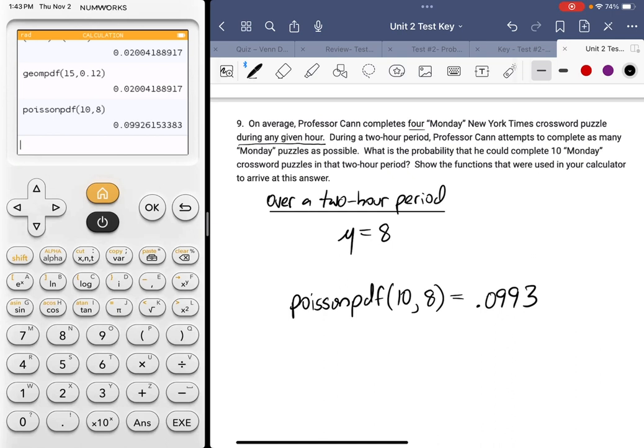Right, the closer I am to my actual average, so if I'm averaging 8 per 2-hour period or 4 per hour, the closer I am to that, the higher the probability would be. But the further I move away from that, the lower the probability would be. Right.